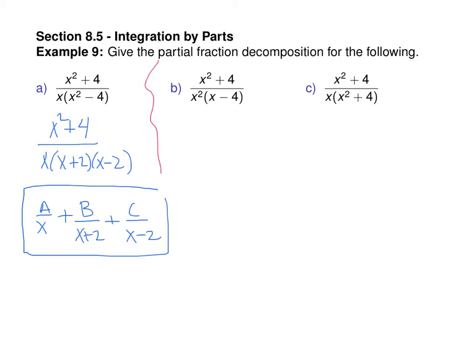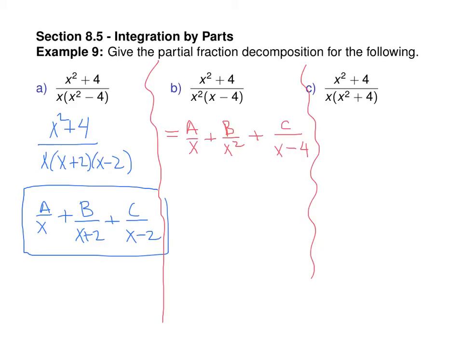Now this second one has a repeated linear factor. The x squared is repeated. So when you would try to decompose this, you must have a term A over x, another one B over x squared, and one more that's C over x minus 4.